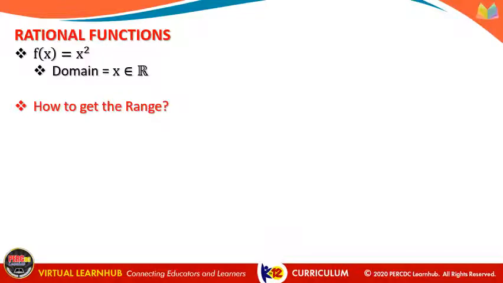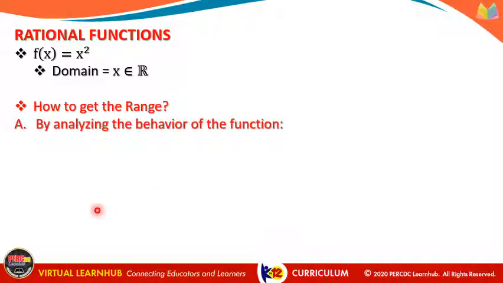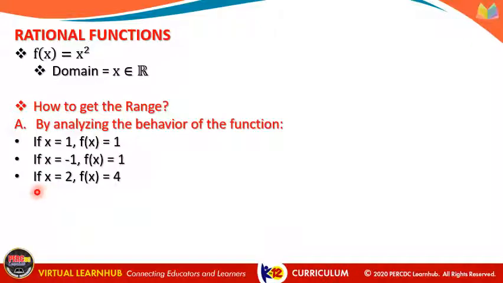Let's analyze it by simply taking a look at the behavior of the function. Diba ganito siya? If x is 1, f of x is 1. If x is negative 1, f of x is positive 1. If x is positive 2, f of x is positive 4. If x is negative 2, f of x is positive 4. If x is 0, f of x is equal to 0.